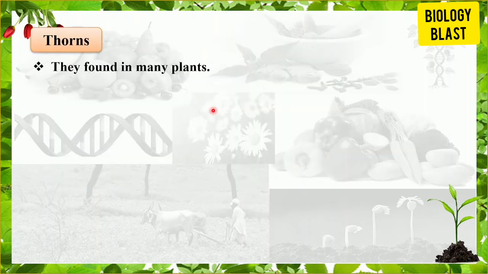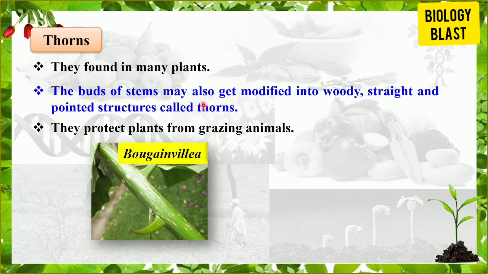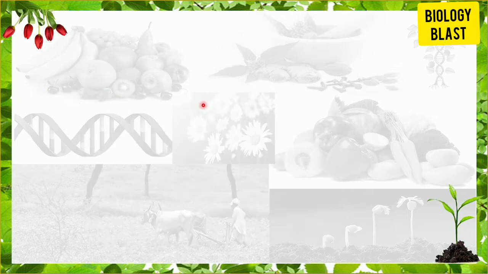Next, thorn. They are found in many plants. The bud of the stem may also get modified into a woody, straight, pointed structure that is called a thorn. They protect the plant from grazing animals. Bougainvillea. Next, citrus.